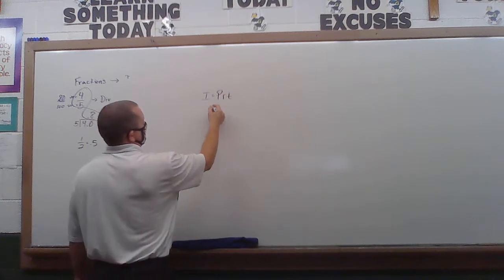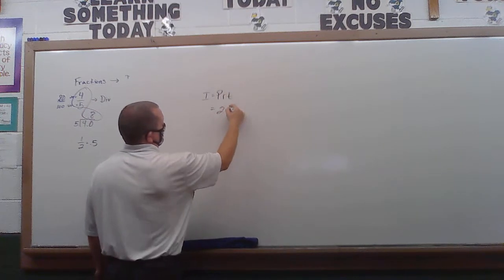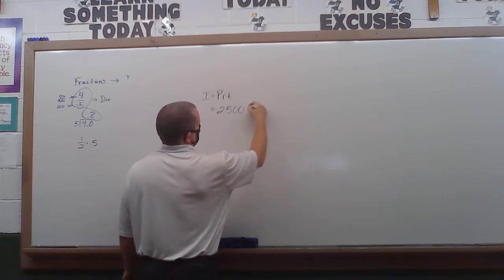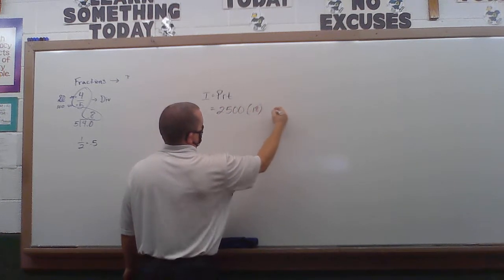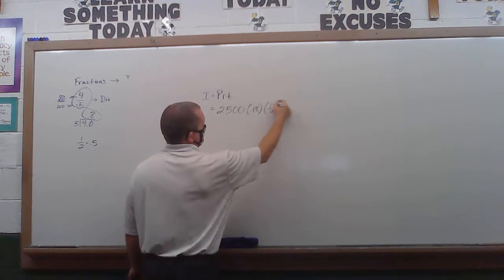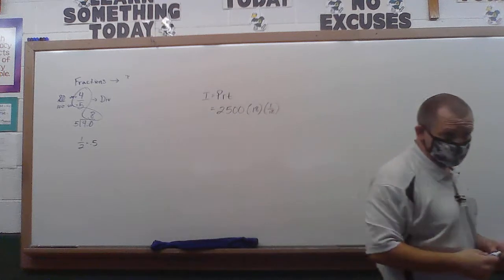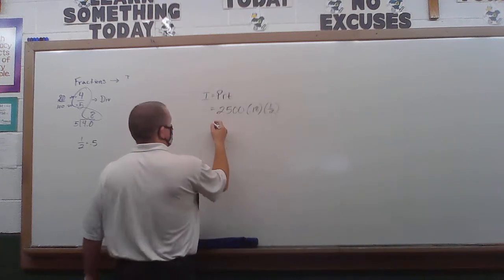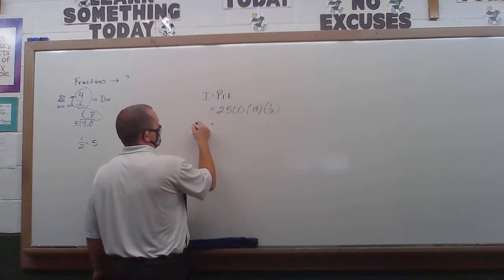All right, so what's my principal? 2,500. What's my rate? 18%. And what's my time? One what? 1/12, right? Because we want 1 month's worth of it. So if we throw this into our problem, we get what? 37.50. Why do we only want 1 month?